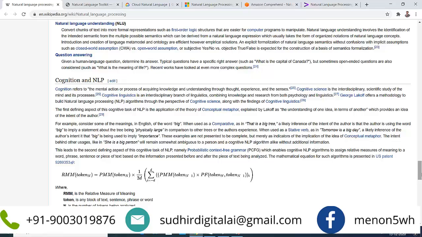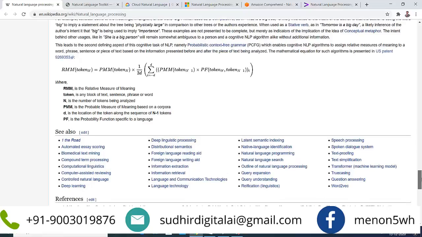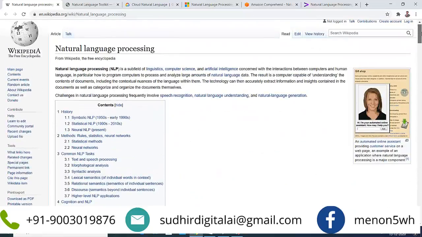And he has defined a formula, basically an RMM token, which is equal to, I think you can see that formula. Let's take an example. Some of the meanings in English, the word big, when used as a comparative, that's a big tree. A likely inference of the intent of the author is that the author is using the word big to imply a statement of the tree being physically large in comparison to other trees of the author's experience. So you can actually go to that level of depth by using this formula. That is up on Wikipedia.